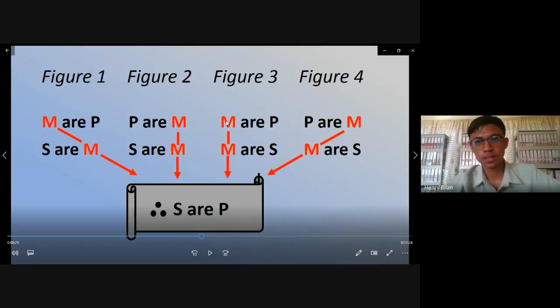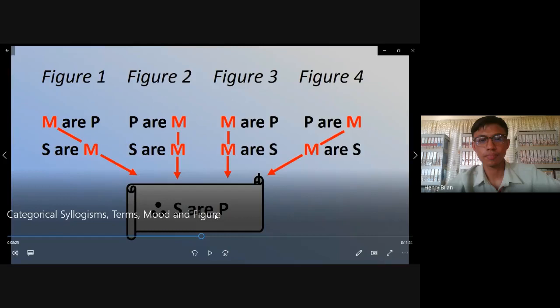That's the figure. So if you're going to combine mood and figure, AA1, AA2, AA3, AA4, AEIO1, AEIO2, and so on. Ganun siya. Okay, so that is the mood and the figure.